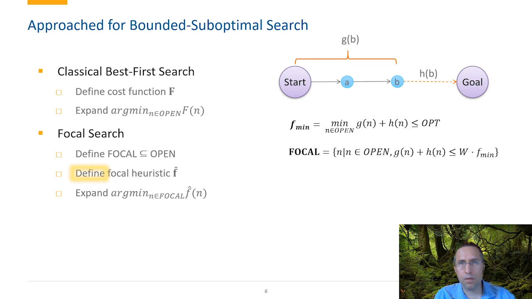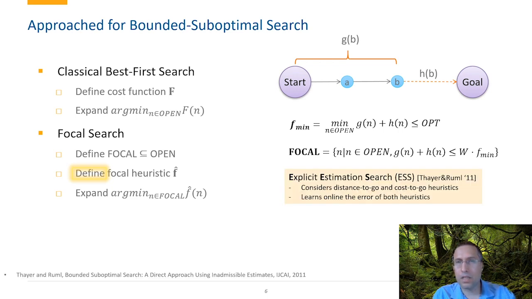A powerful aspect of focal search is this secondary heuristic, because it can be anything you'd like. For example, it can be an inadmissible heuristic. And inadmissible heuristics are often more accurate than admissible heuristics, because admissible heuristics are biased to be a lower bound. For example, Thayer and Ruml proposed a bounded-suboptimal search algorithm called Explicit Estimation Search, or EES. EES is a focal search algorithm that uses a sophisticated combination of two types of heuristics, one that estimates the number of steps to reach a goal, and the other one estimates the cost of getting to the goal. And also, EES learns online the error of these heuristics and corrects them accordingly.